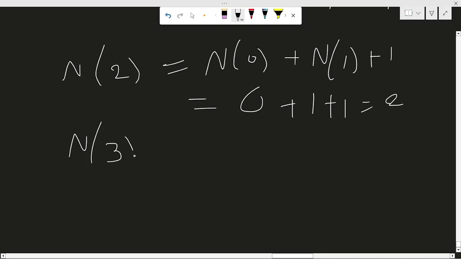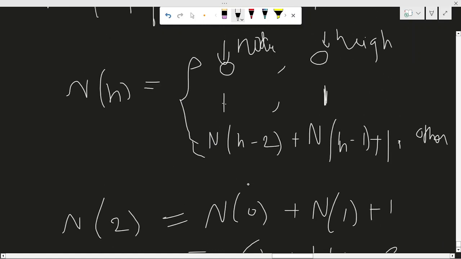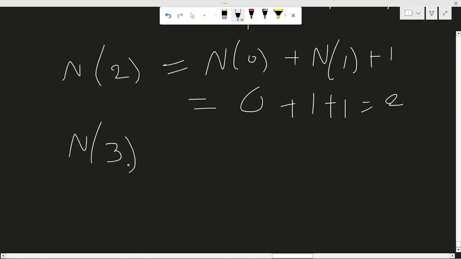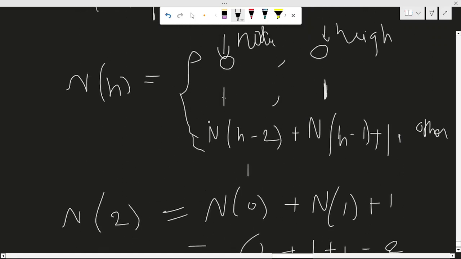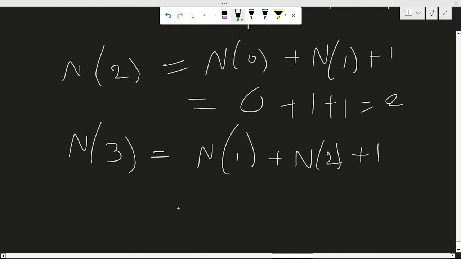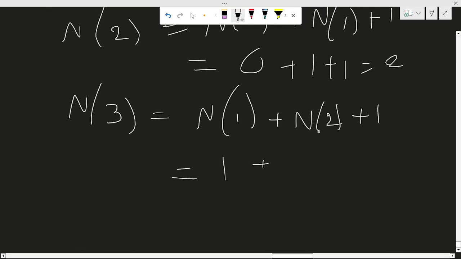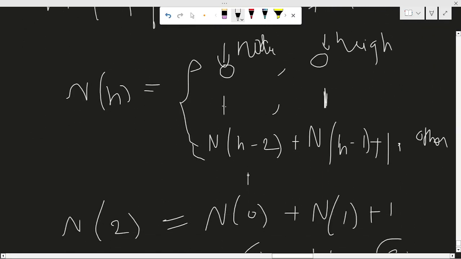Now imagine h is equal to 3. What I need to get, I will tell you before that: I need to get 4, and even here also we saw we need 4, right? So n of 3 is equal to n of 1 plus n of 2 plus 1. For n of 1, it is 1. For n of 2, it is 2. So 1 plus 2 plus 1 is 4. So what we needed to get, it is 4.